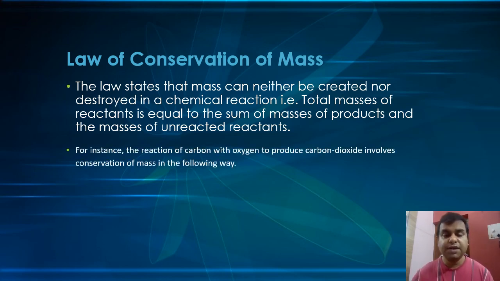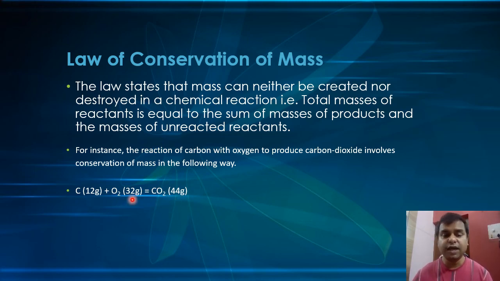So, for example, the reaction of carbon with oxygen to produce carbon dioxide involves conservation of mass in the following way. Carbon has a mass of 12 grams, and a single atom of oxygen has a mass of 16 grams. But because there are two atoms of oxygen, since it says O2, 16 plus 16 is 32 grams. So a single atom of carbon having a mass of 12 grams reacts with two atoms of oxygen having a mass of 32 grams in total. When these two react together, we get carbon dioxide, which has a mass of 44 grams.